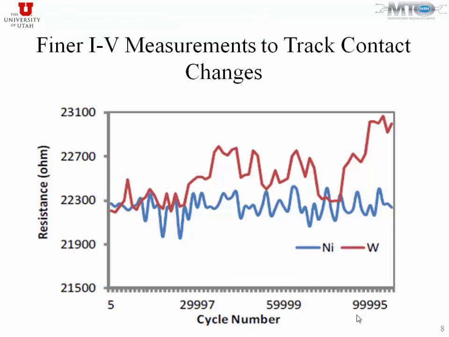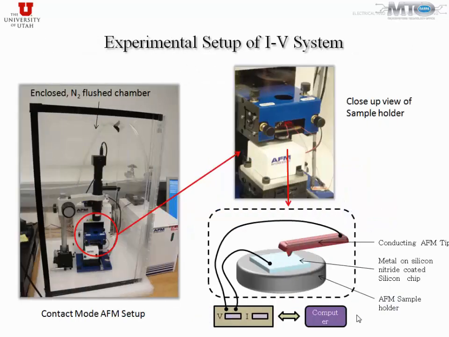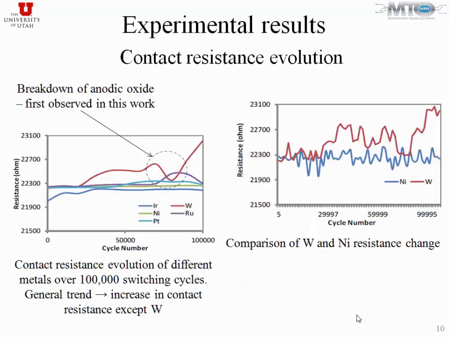So this is what I exactly mean. If you go to a large number of cycles, and if you have a fine measurement of the current, you can see these variations as a function of the number of cycles, and by analyzing these variations, you may be able to understand what's happening to the contact. So this shows the experimental setup. There is a plexiglass environment where we can change the gases. Nitrogen was used in most of our experiments. And this is the dedicated AFM system, a very simple AFM system that we used for these IV measurements.